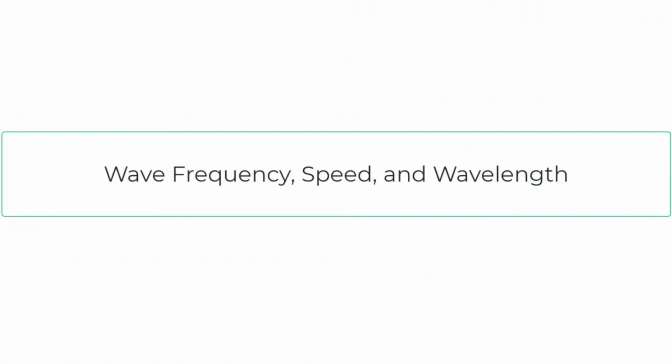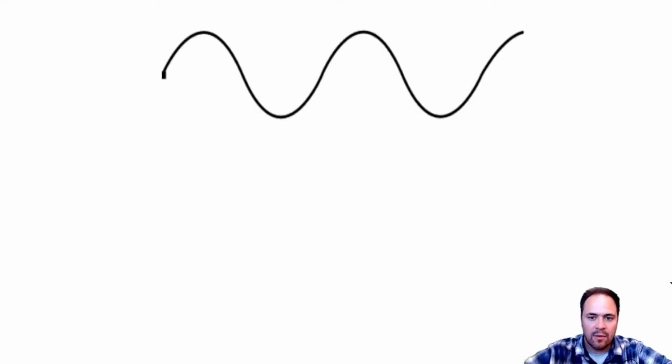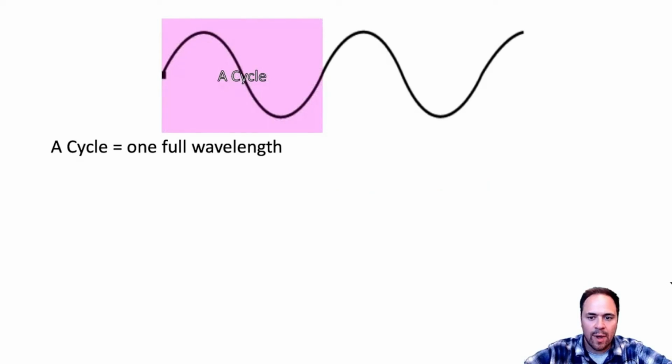Hey everybody, today we're going to talk about wave frequency, speed, and wavelength. Let's start with frequency. So frequency is the rate at which something occurs. So if we had a quiz every week, we could say our quiz frequency is 1 quiz per week. When we're talking waves, we talk about cycles per second, or waves per second, which means how many wavelengths occur every second. Now a cycle is equal to 1 full wavelength.